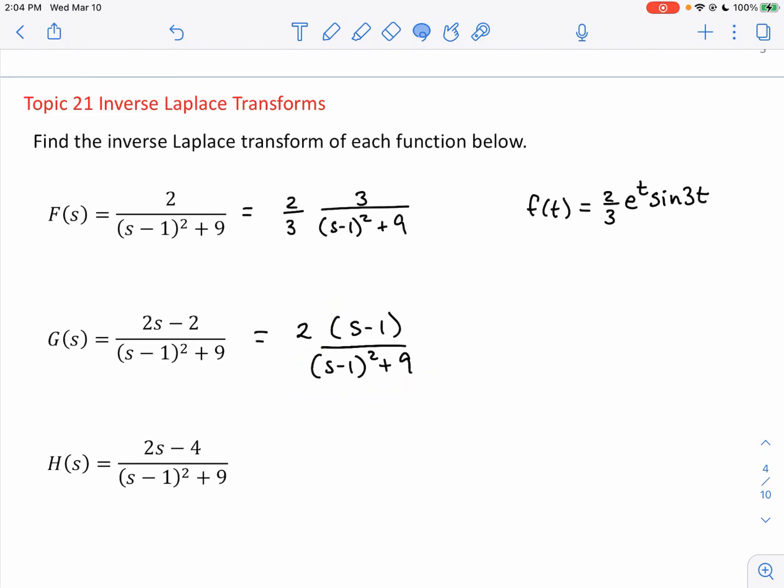We're going to get g of t next. Little g of t is going to be equal to 2 times e to the at, where a is 1, so e to the t, and then times the cosine of bt, where b is 3.